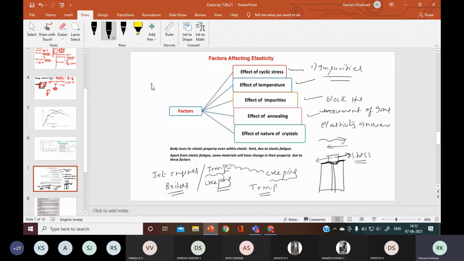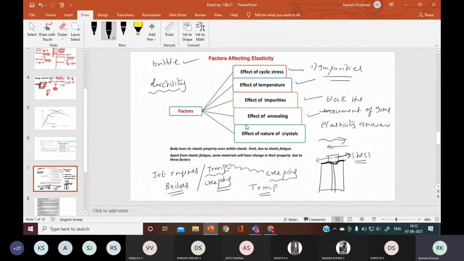Can anyone tell me what ductility is? We say the metal is brittle, the metal is ductile. What does brittle mean? Easily breaking. Ductility means? Drawn into thin wires. Yes, very good. Ductility means it can be easily drawn into thin wires.